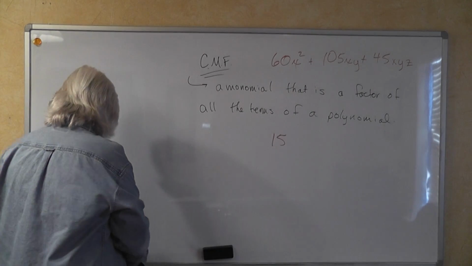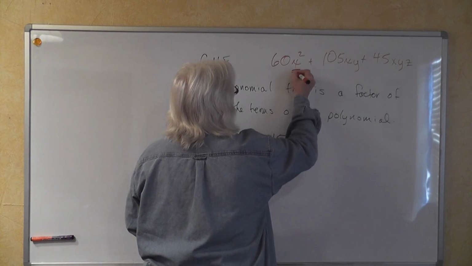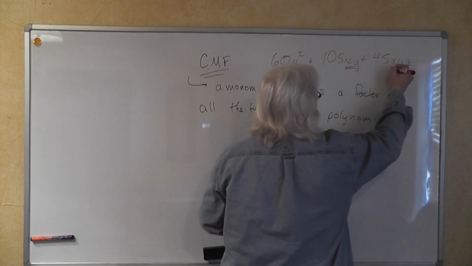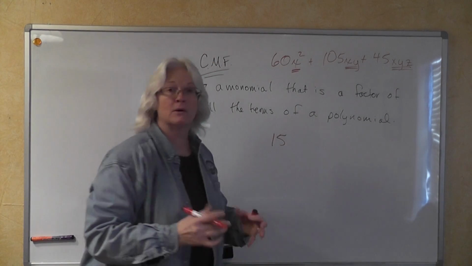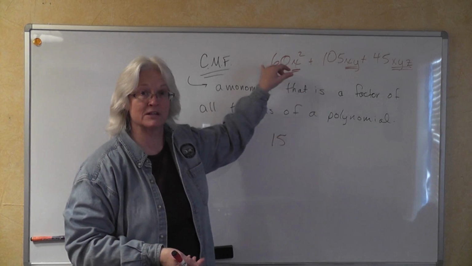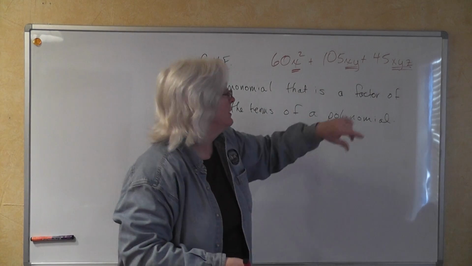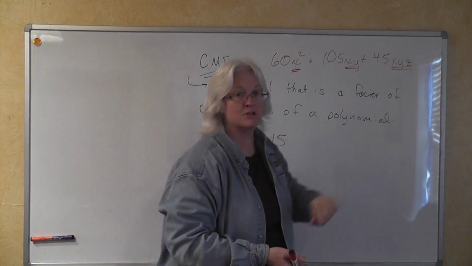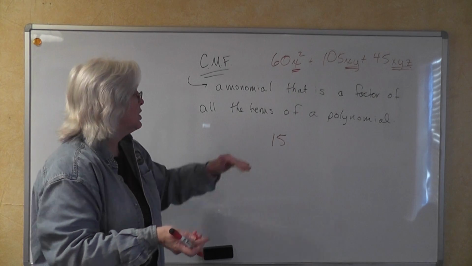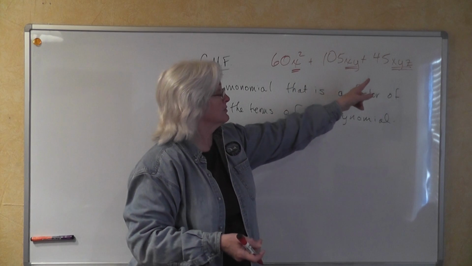Now, however, let's go ahead and look at the variable part. We have an x squared, we have an xy, and we have an xyz, and these are all factors. It's 60 times x squared, or 60 times x, 105 times x times y, 45 times x times y times z. So just like when you're comparing the common numerical factors to find the GCF, we're looking for common algebraic factors.